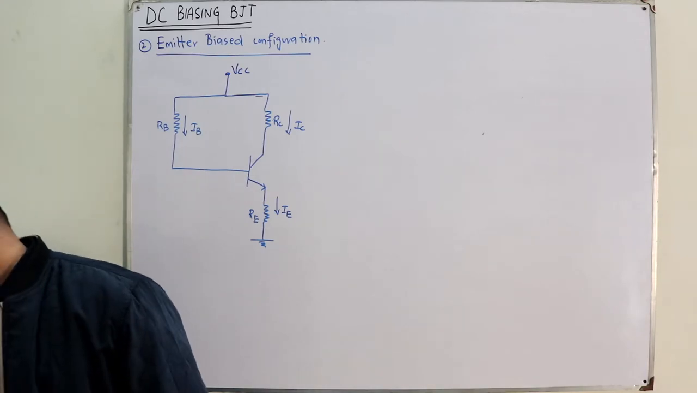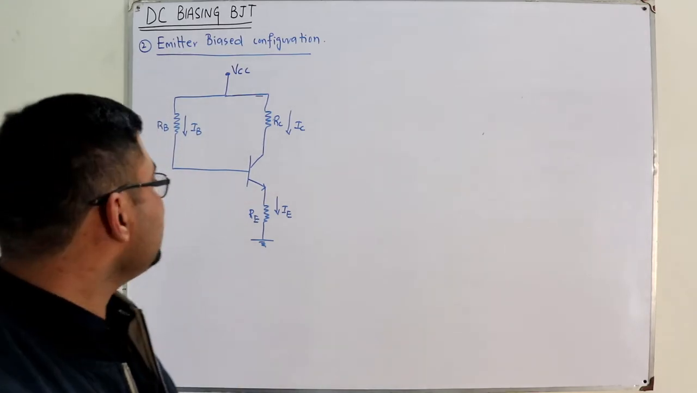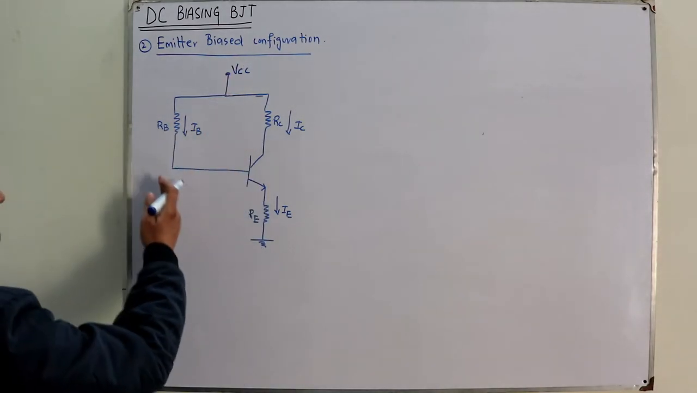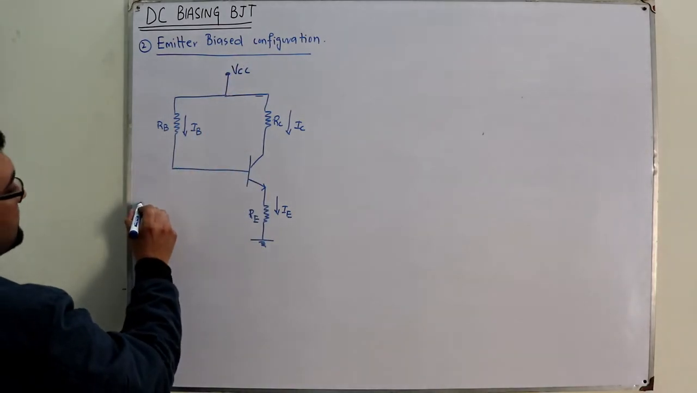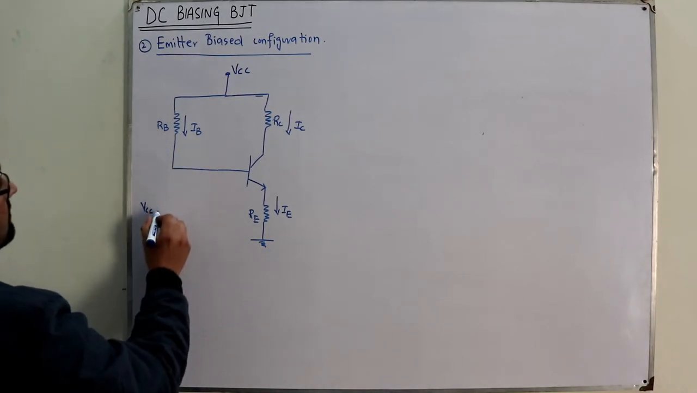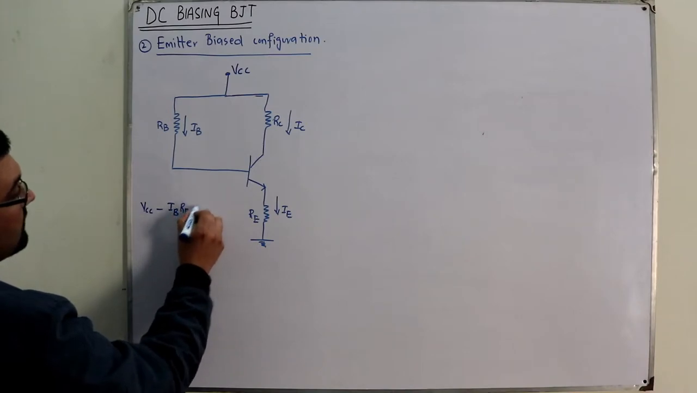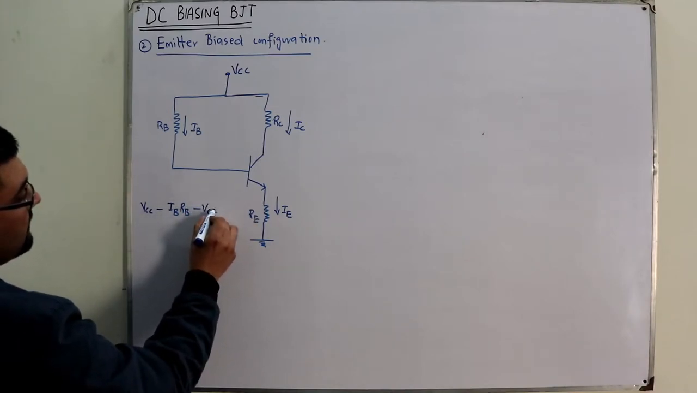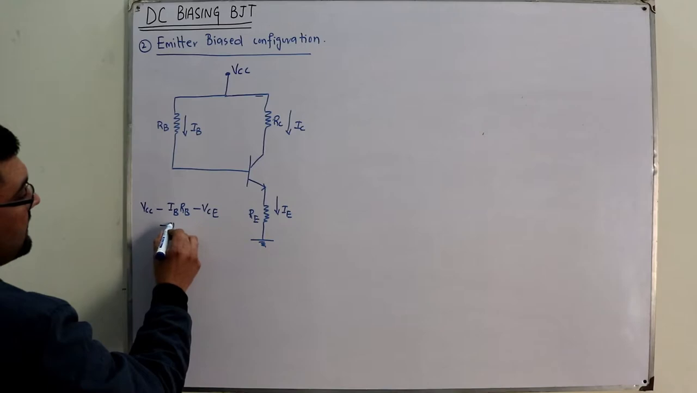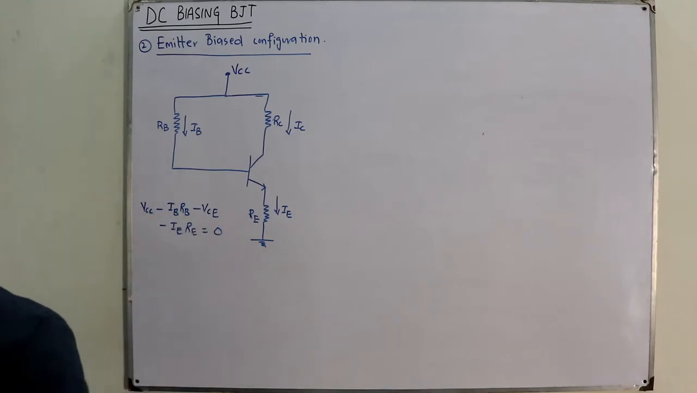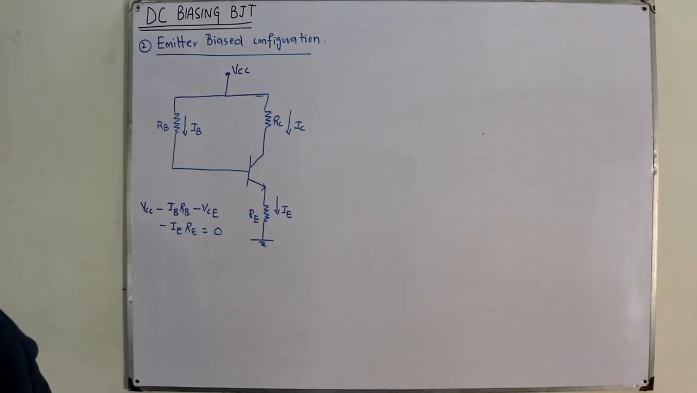Applying a KVL to the input loop. KVL to the input loop states what? VCC minus IBRB minus VCE minus IERE is equal to zero.